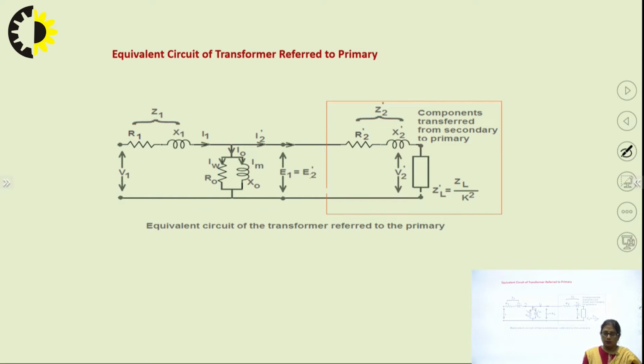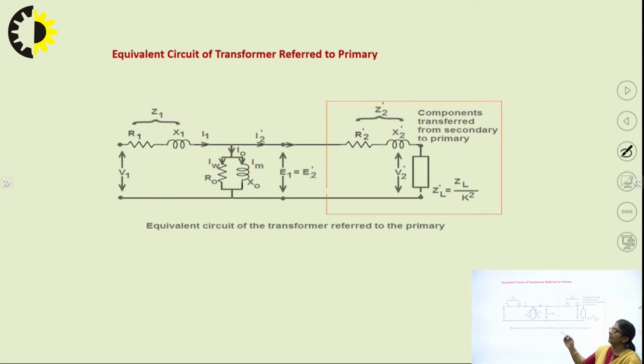that for calculation purpose, for performance analysis of the transformer, analyzing two different circuits might be a tedious job. So what we can do, we can refer the complete circuit towards any one side of the transformer, either towards the primary or towards the secondary. Depending upon that, I may be having two types of equivalent circuit again.